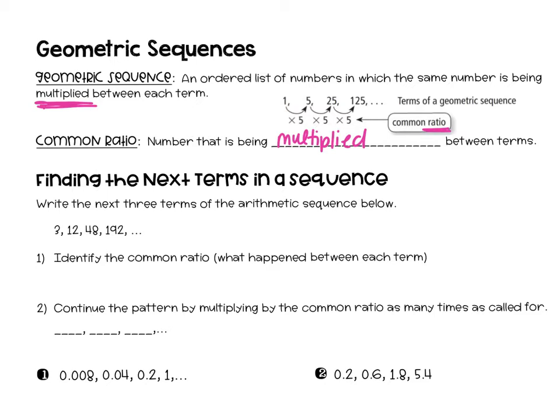So finding the next terms in a sequence. Write the next three terms of the arithmetic sequence below. So first thing you want to do is find out, okay, what was that number that they multiplied by? So you want to think like 3 times what would give you 12, okay? If you ever don't know it, you can divide by that number to see what it would be, and that gives you 4. So it's times 4. So the common ratio, or R, equals 4.